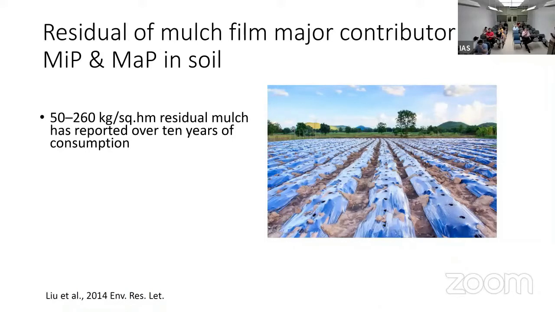And how much residual mulch film is present in the soil? There is a study where they used plastic mulch for over 10 years and found up to 260 kilograms per hectare of residual plastic mulch in the soil. You can imagine this amount: 1 kilogram of plastic mulch can cover 140 square meters of area, so this means it can cover more than 2 or 3 football fields.